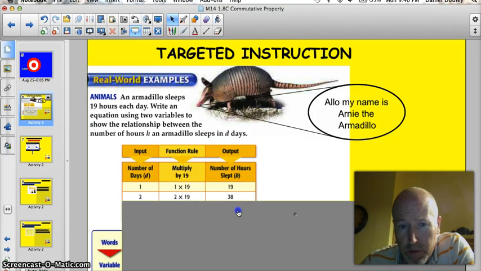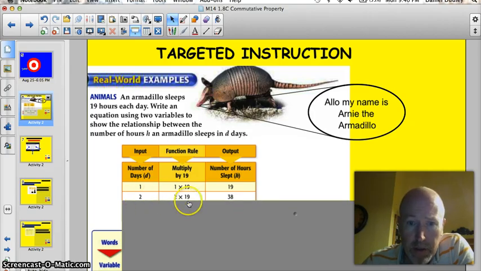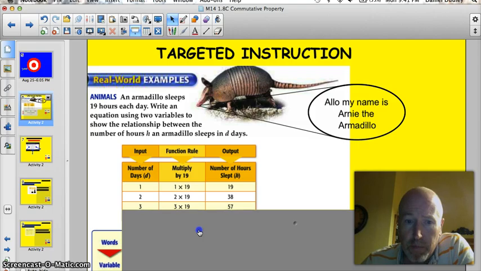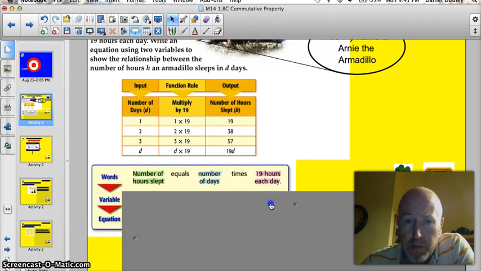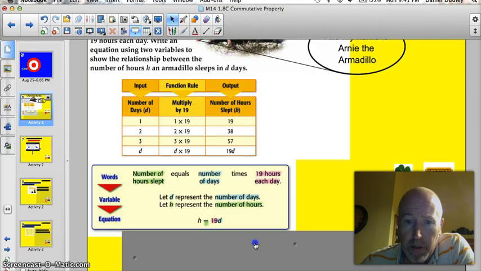So for 2 days, times 19 hours, a total of 38 hours. So we've got our two variables working here. So that's the function table. 3 times 19 is 57. So if we scroll down just a little bit further here, you'll see that the number of hours equals 19 times the number of days. Make sense? You could even graph this, and this would be your x, and this would be your y on a standard graph.